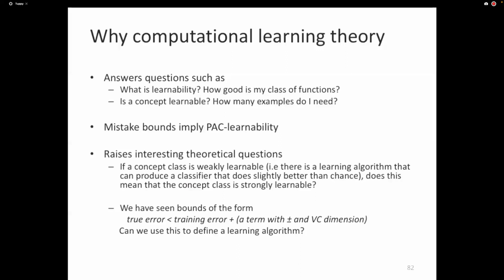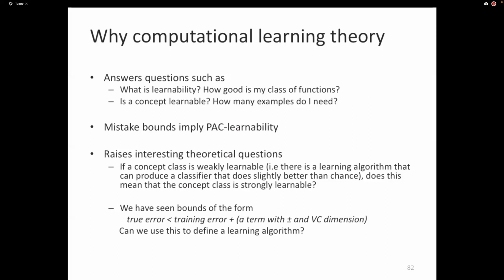We can already prove that certain types of functions are not learnable even using this. We saw mistake bounds before, and there's an interesting connection between mistake bound learning and PAC bounds. Any concept class that can be learned in a mistake bound setting, it turns out there's a theorem that says it can also be learned in the PAC setting. So you can prove mistake bounds, and then you get PAC learnability for free. It also raises interesting theoretical questions. I'm going to list two of them here.